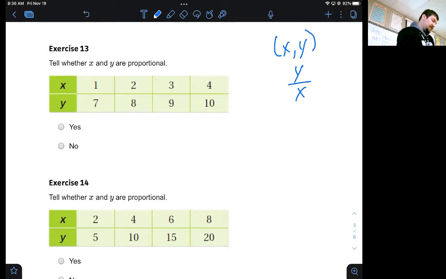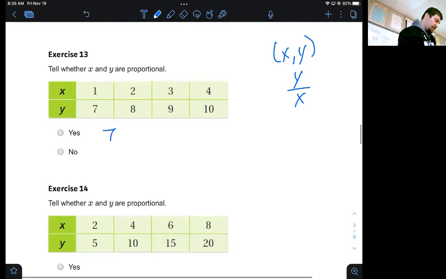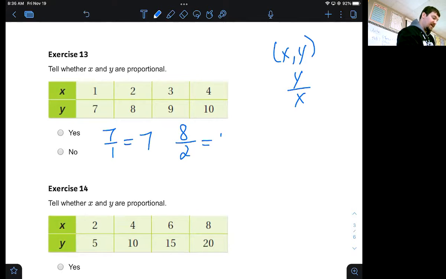So what is 7 divided by 1? 7. What is 8 divided by 2? Well, I guess I could stop there, can't I? Because it has to be the same, and they're not. So the answer here for number 13 is no.